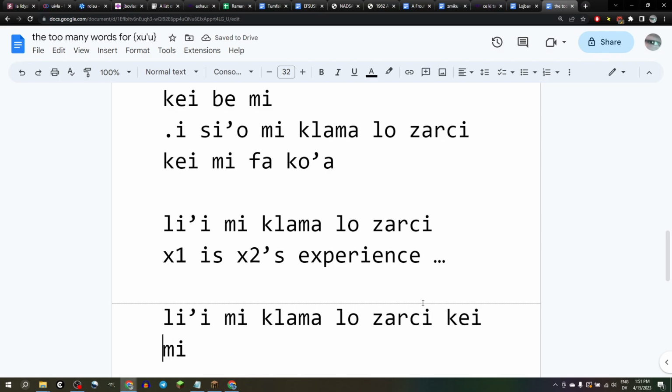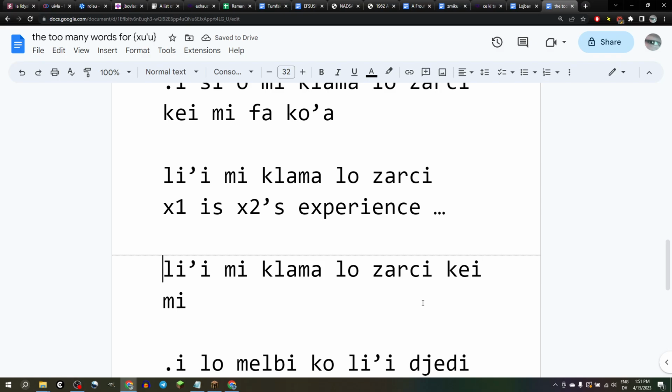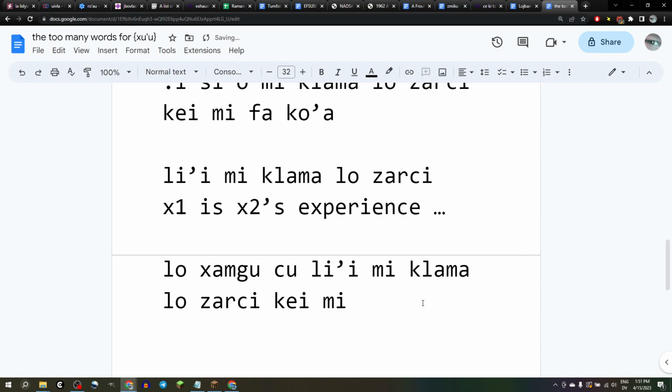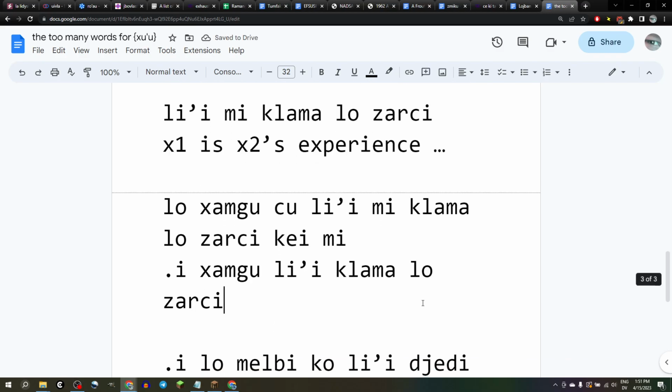That means something like my experience of going to the market, lo chamgu, a beneficial one, and you need the shu, because lihi will form a tanur with chamgu, which could be cool. You could say chamgu lihi klamalo zarshi, good beneficial experience of going to the market. That's a nice tanur, a pretty sentence.